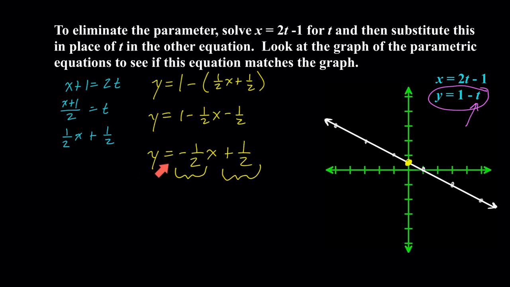And so this would generate the same graph in terms of x and y, but by eliminating the parameter, we don't know at what time the particle was at each of these points along this graph. It just gives us the location.